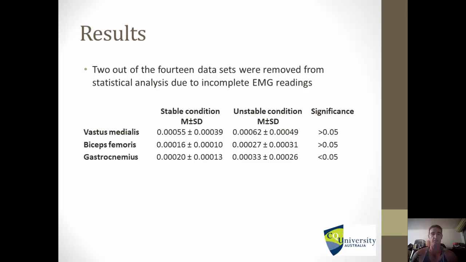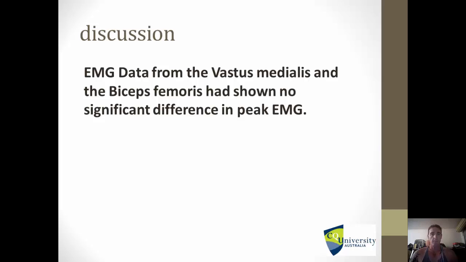It's shown that for the vastus medialis and the biceps femoris, there was no significant difference in muscle activity between those two muscle groups. But the gastrocnemius did show a significant difference. Okay, so I just said there was no difference in peak EMG between the vastus medialis and the biceps femoris. This could be put down to participant familiarisation.